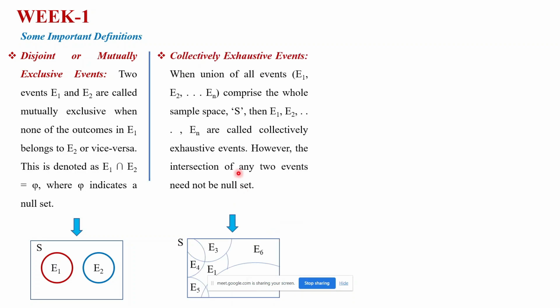And then come collectively exhaustive events. When the union of all events, that is E1, E2, up to En, comprises the whole sample space, then E1, E2 and so on are called collectively exhaustive events. However, the intersection of any two events need not be a null set. Like in this figure, all these events comprise the sample space S. But here you can see that events E4 and E3 have a common outcome, like E3 and E2 have a common outcome.